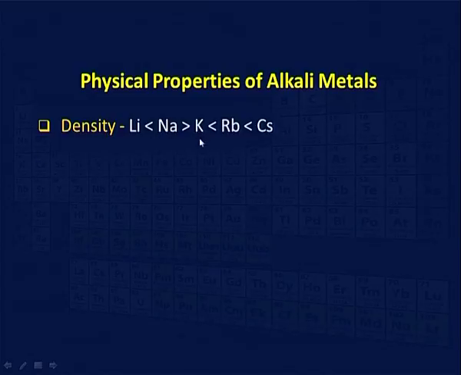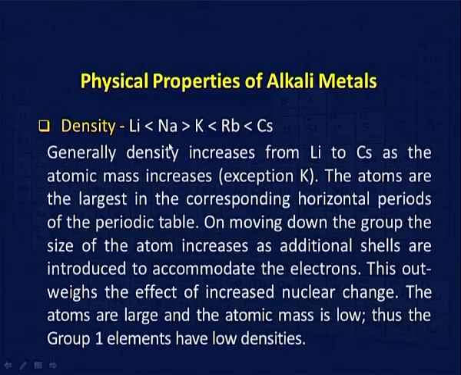So, lithium, sodium, then potassium is slightly denser than sodium, then rubidium and cesium. This is again the slight change here, otherwise it generally follows this trend. Generally the density increases from lithium to cesium as the atomic mass increases, with the exception of K. I told you there are always exceptions everywhere in this universe. Chemistry is no exception to that.